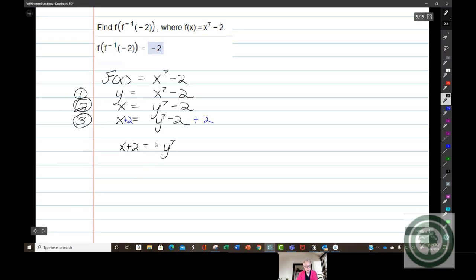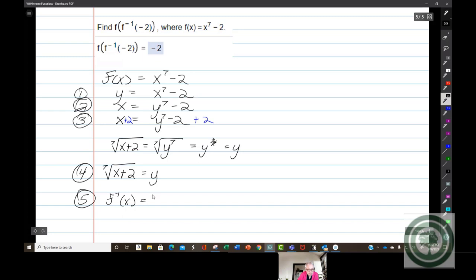So to solve for y, I take the 7th root of y, which gives me y to the 7 over 7, which is y, or y to the 1, which gives me y. Meanwhile, I have to do it over here too. The 7th root. There. So y equals 7th root of x plus 2. So f inverse of x equals 7th root of x plus 2.